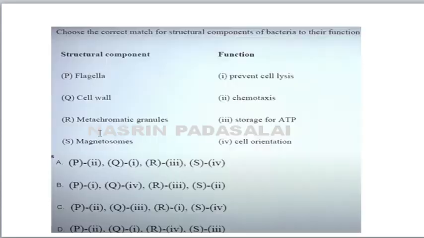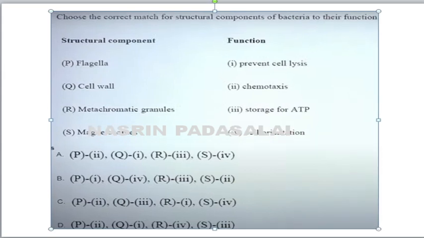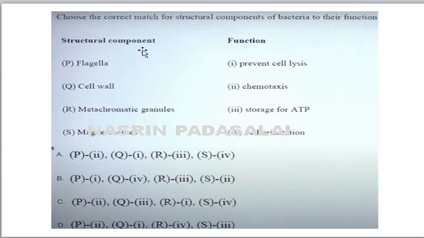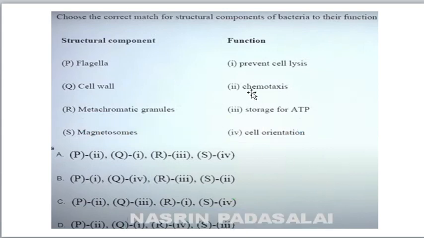discuss in upcoming videos. So the first question is: choose the correct match of structural component of bacteria to their function. If you open the Prescott book, this is the first thing that has been given. So they are asking to match the structural component with the function. The first thing is the flagella, which is involved in the process of chemotaxis. So flagella is present in the process of your chemotaxis.